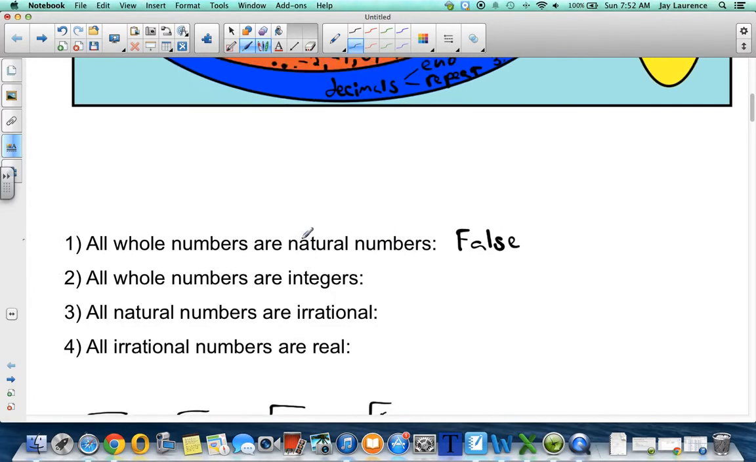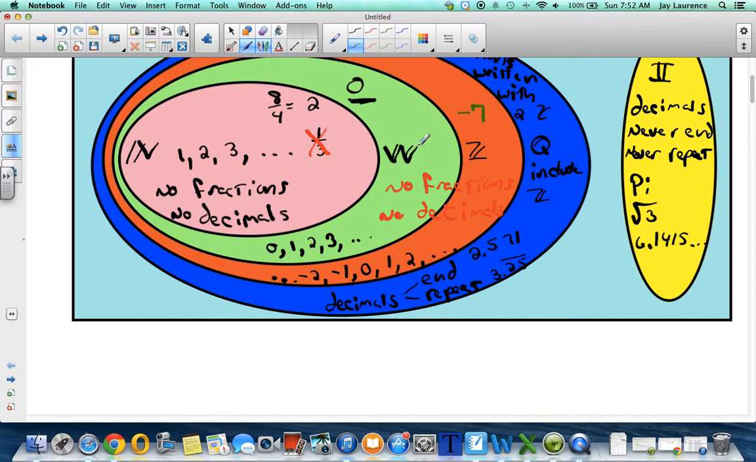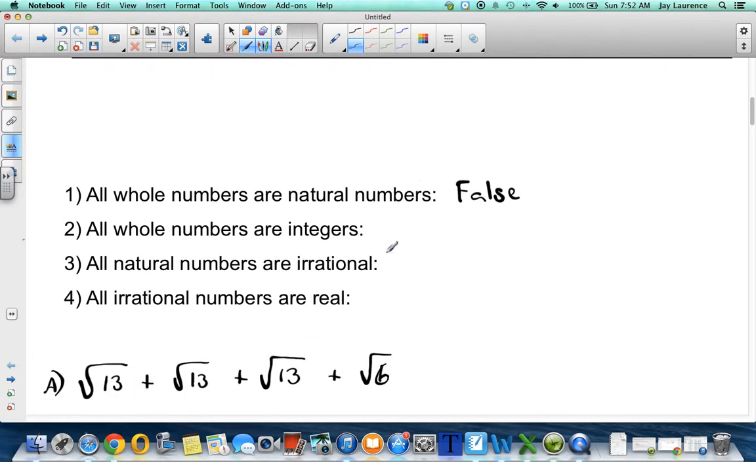All whole numbers are integers, going back to my table. Let's see, the green circle is inside the integer circle, the orange one. So every member of the whole numbers is also a member of the integers. So that is true. I can't find a counterexample. I can't find one number that's whole, but not an integer.